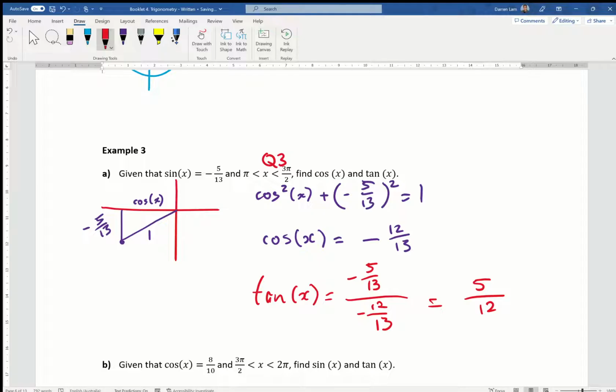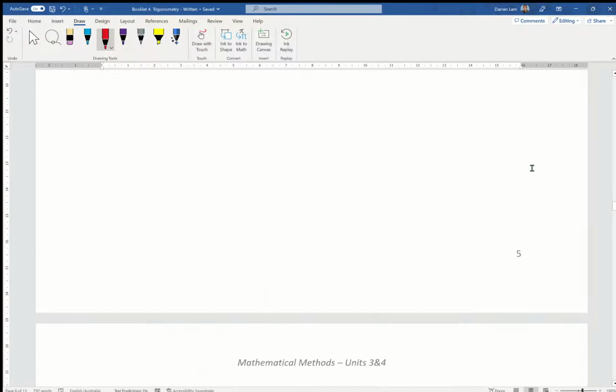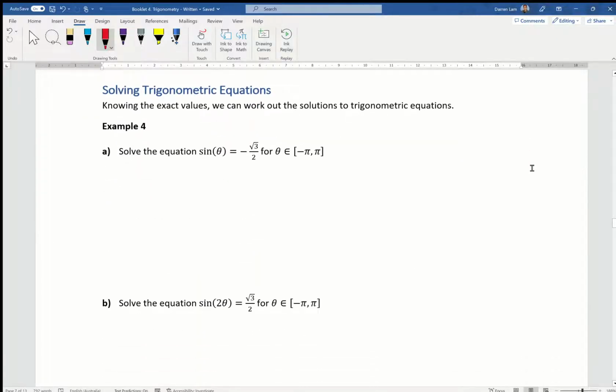I'm going to swiftly move on to solving trigonometric equations. Any questions about this one before I move on? Okay. Moving on to solving trigonometric equations, I'm just going to go through the first two examples because I want to focus on graphing. Using the exact values, we can work out the solution. Solve the equation sine theta equals negative root 3 on 2. Of course, the negative is important. Just a quick note: please don't write theta. We know that the reference angle is going to be pi on 3 because it's root 3 on 2. Use your exact values, triangles, or your table, etc.